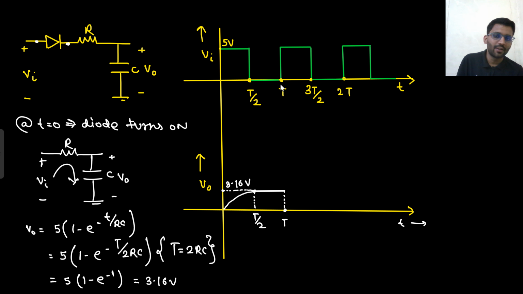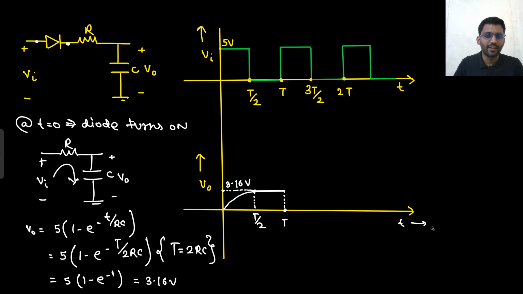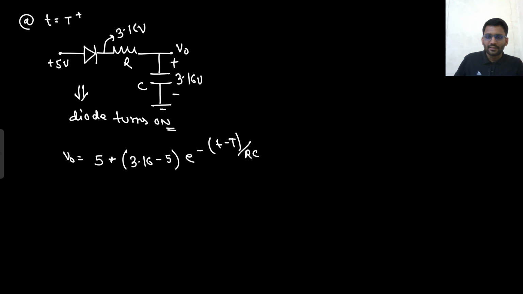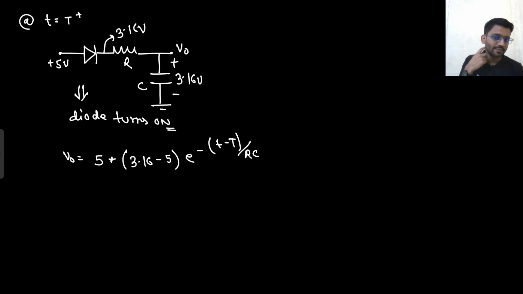Because from T by 2 to 3T by 2, I have the window of T by 2 time only. From T to 3T by 2, I have the window of T by 2 time only, right? So that's why I need to write t minus T by RC. So again it will be charging exponentially, but till what value, that we need to see. So let's check the value of V naught at 3T by 2.